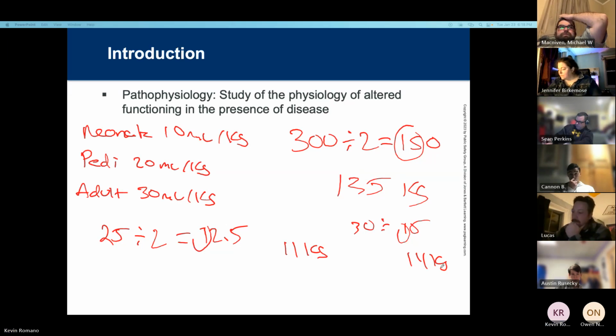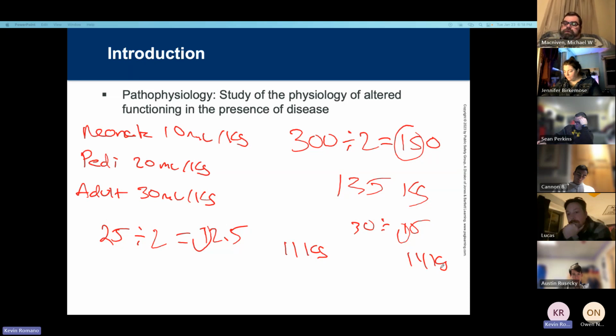All right. So let's see. Owen, I'm going to ask you a question next. This is important because we're going to get into fluid therapy and replacement and pathophysiology. You have a 6-year-old female who weighs 50 pounds. How much fluid do you give?